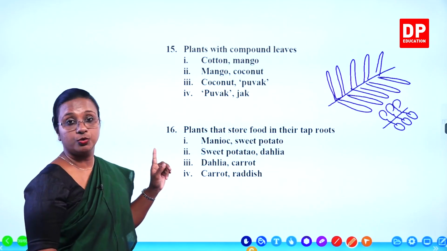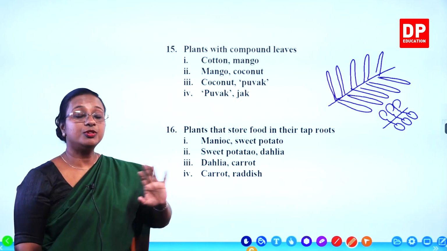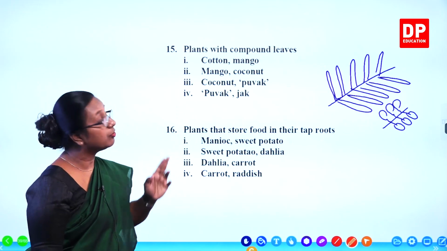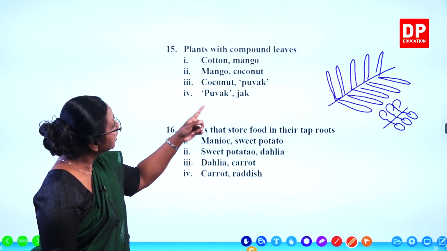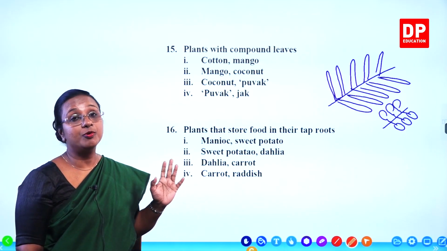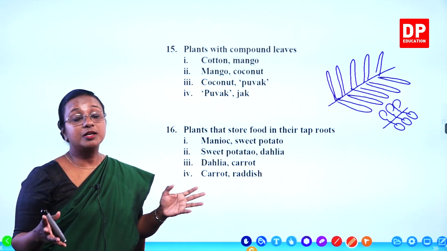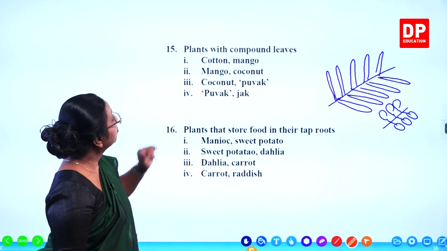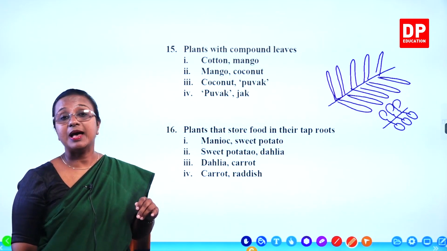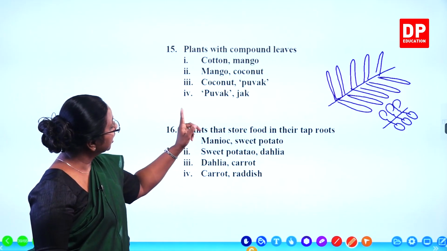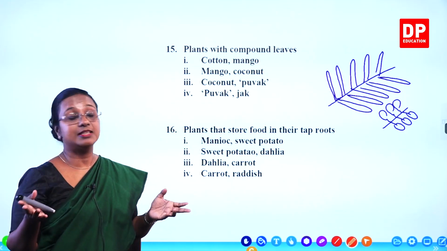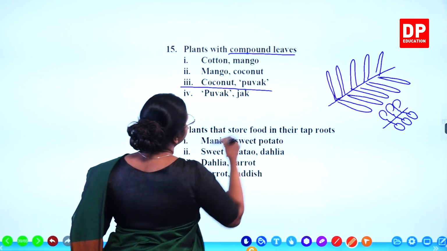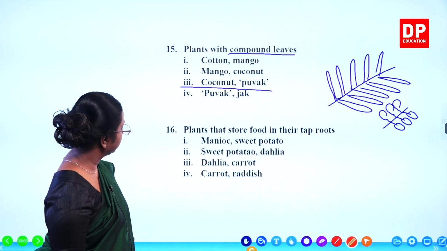Cotton? No. Mango? No. Both of them have simple leaves. Mango, again simple leaf. Coconut? Yes. Coconut and puak? Yes. They both have. You know what puak is? Puak means areca, areca nut. So coconut and puak, both of them have compound leaves. Jack has simple leaf. So plants with compound leaves, the correct answer is coconut and puak.